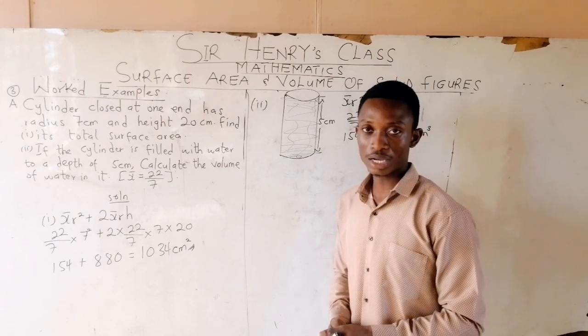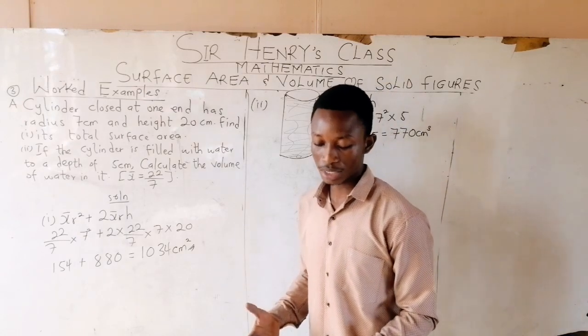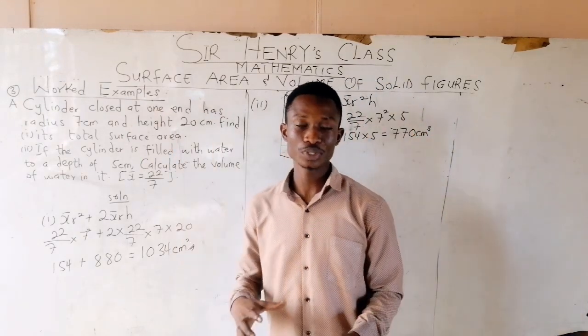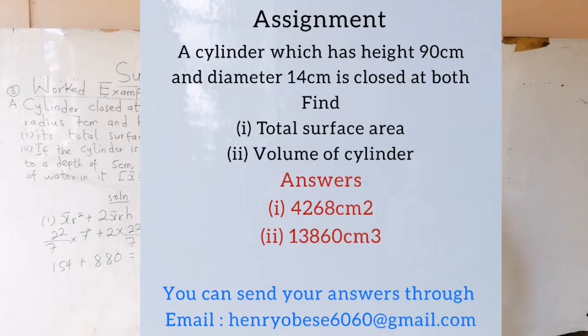So I'm going to give you something to try as an assignment, and that will be shown on the screen. So you write it down and then you try your hands on it. It reads: a cylinder which has a height of 90 centimeters and diameter 14 centimeters is closed at both ends. Find I, the total surface area, and II, the volume of the cylinder. Take pi to be equal to 22/7. If you're able to answer the question correctly, your total surface area will be 4,268 centimeters squared, and your volume will be 13,860 centimeters cubed. So that's what is showing on your screen.